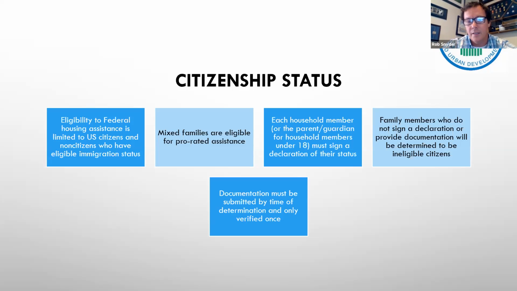Again, any household members that are under the age of 18 have to sign a declaration of their status, and then any non-compliance or non-willingness to sign would just be determined ineligible. And then all documentation of citizenship status has to be submitted at the time and verified once.